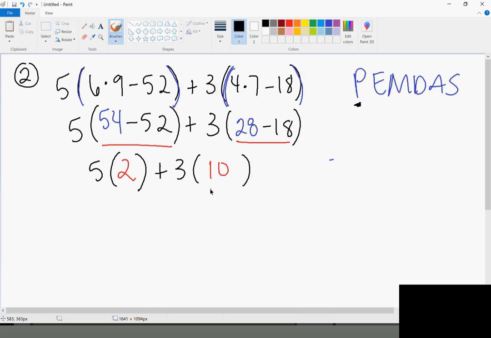So now I'm looking at multiplication and addition. So we're going to take care of the multiplication next. So 5 times 2 is 10, plus 3 times 10 is 30. And so now we could just simplify this and say 10 plus 30 equals 40. So 40 is your final answer there.